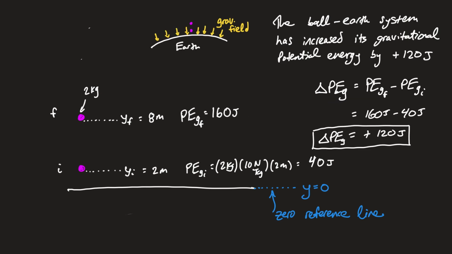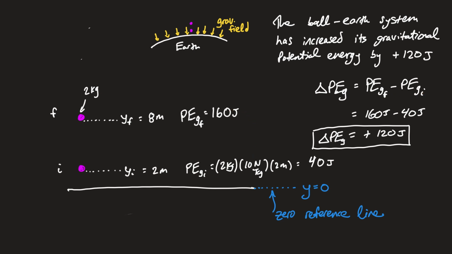So let's take a look. Notice the very specific language here. I'll elaborate in a second. The ball-Earth system has increased its gravitational potential energy by 120 joules. And here is the proof of that. The change in gravitational potential energy is the final minus the initial. We've already calculated it out numerically here.